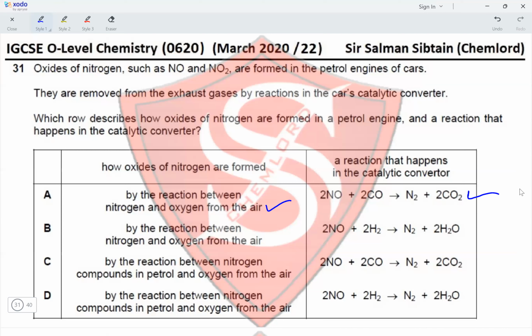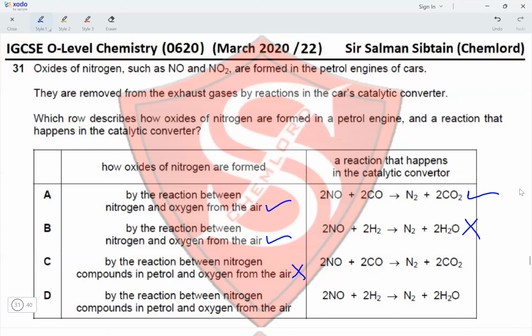Let's look at the other options. By reaction between nitrogen and oxygen from air, this is correct. And NO plus H2: hydrogen gas does not take part in any reaction that takes place in the catalytic converter, so this reaction is incorrect. Next, by the reaction between nitrogen compounds in petrol and oxygen from air: there are no nitrogen compounds in petrol.